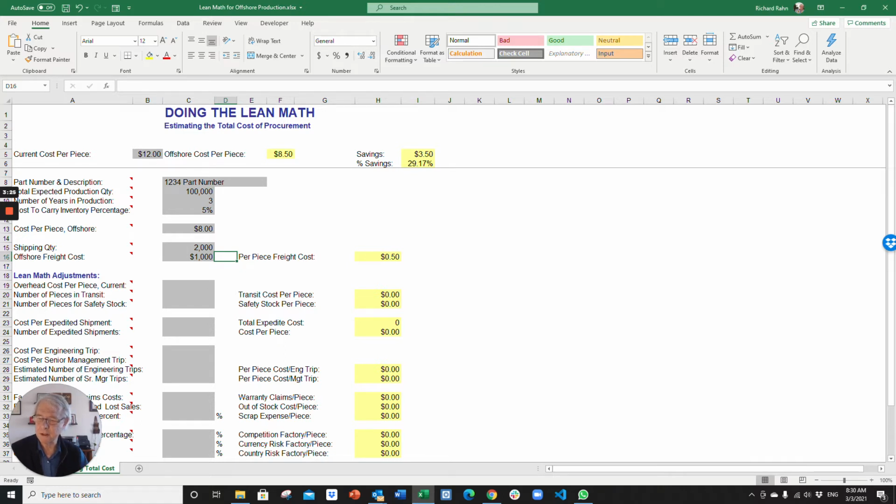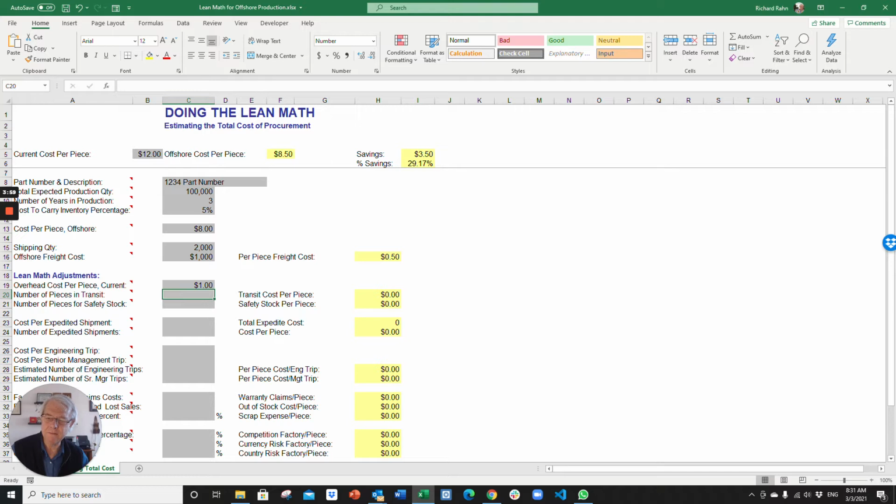So far, so good. But now let's look at the things that we normally leave out of the consideration. We're calling these lean math adjustments. First, overhead cost per piece. We have costs other than just the direct costs; we have overhead costs associated with the part. Let's say we'll put in a number like $2 per piece. Maybe that's a little high. Let's put in $1 per piece for overhead cost.